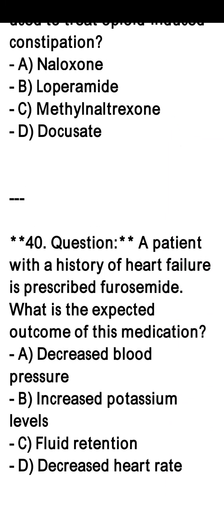Next, a patient with a history of heart failure is prescribed furosemide. What is the expected outcome of this medication? A. Decreased blood pressure. B. Increased potassium levels. C. Fluid retention. D. Decreased heart rate. The right answer will be A.